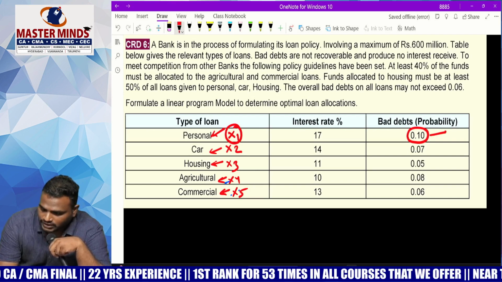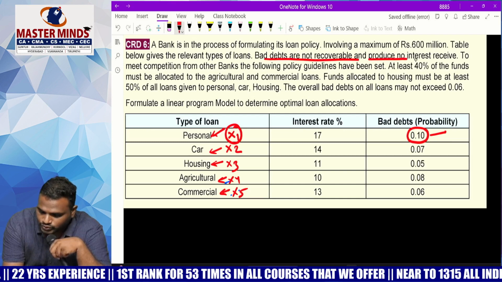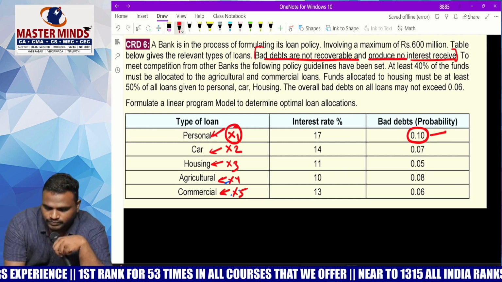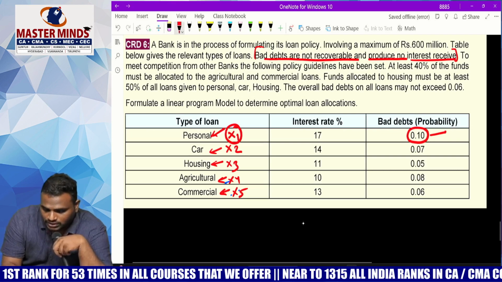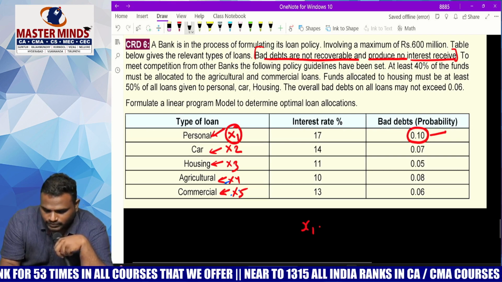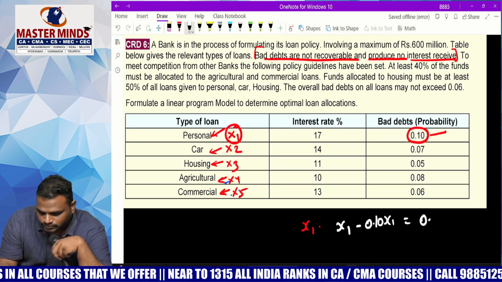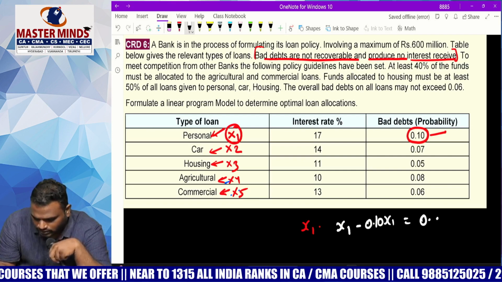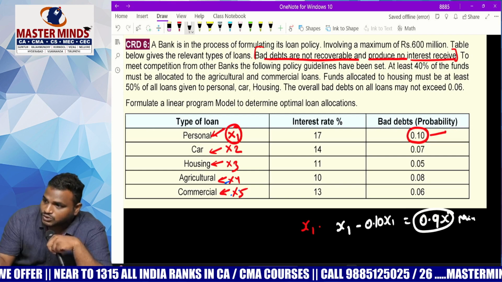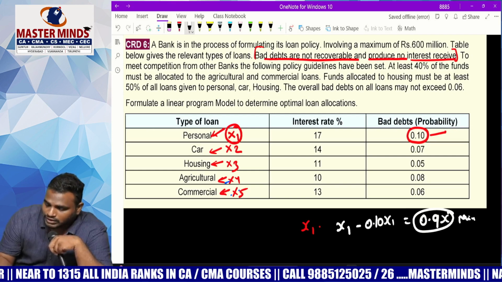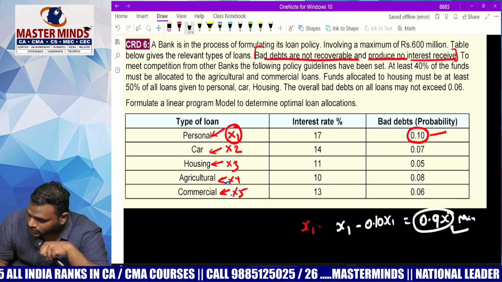No. Then how do you know? Bad debts are not recoverable and produce no interest. So you will receive interest only on X1 minus 0.10 X1, that is 0.9 X1. This is my principal amount excluding bad debt. You will receive the interest on this 0.9 X1. Yes or no?